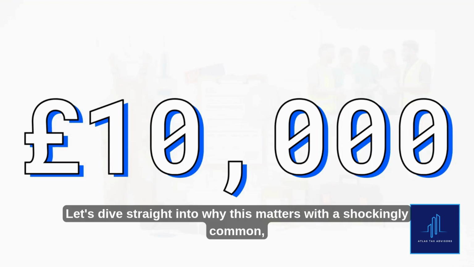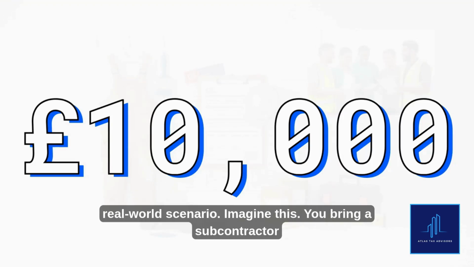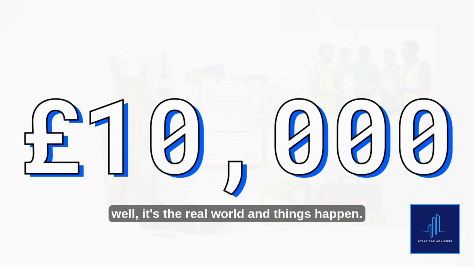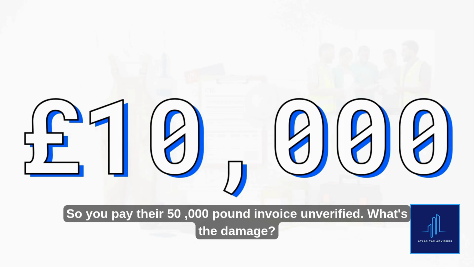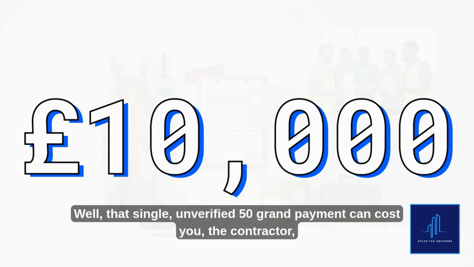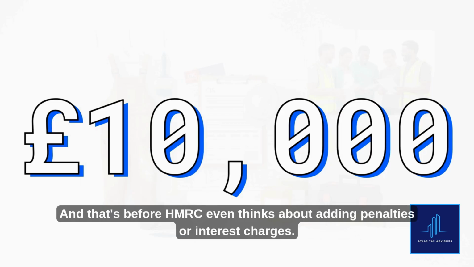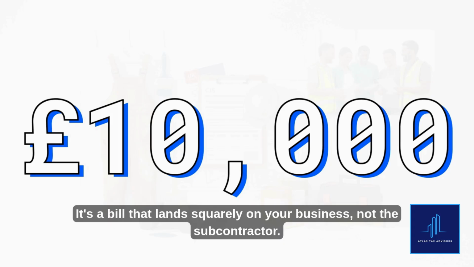Let's dive straight into why this matters with a shockingly common, real-world scenario. Imagine this. You bring a subcontractor on site in a rush to hit a really tight programme deadline. The paperwork gets delayed because, well, it's the real world and things happen. So you pay their £50,000 invoice unverified. What's the damage? Well, that single unverified £50,000 payment can cost you, the contractor, £10,000 in unremitted deductions. £10,000. And that's before HMRC even thinks about adding penalties or interest charges. It's a bill that lands squarely on your business, not the subcontractor.